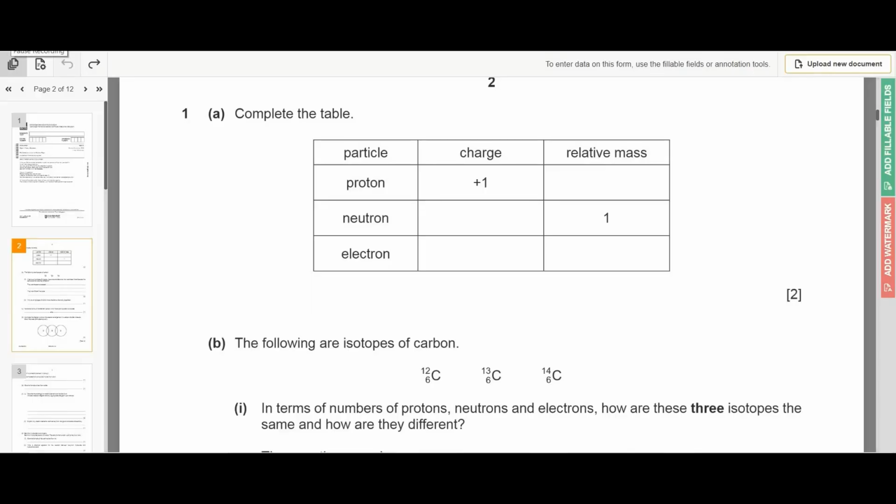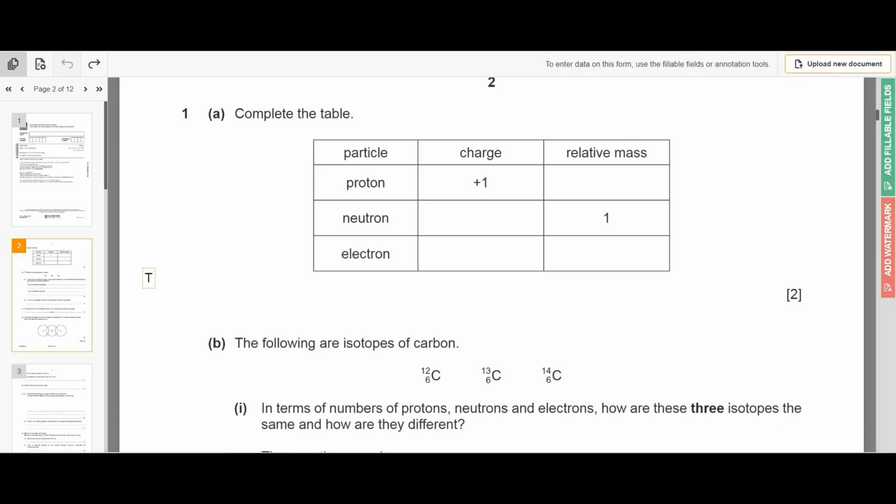So guys, our first question, part A, is asking us to complete the table. We have been given the subatomic particles, and we have been asked to deduce the charge and the relative mass of each of the subatomic particles. We have already been given the charge of a proton and the relative mass of a neutron, and we have been asked to determine the charge of neutron and electron and the relative mass of proton and electron.